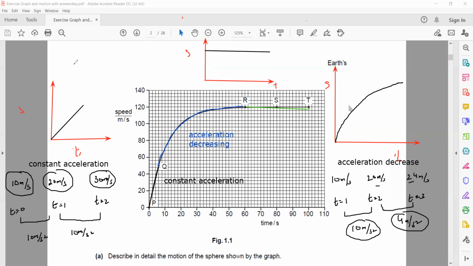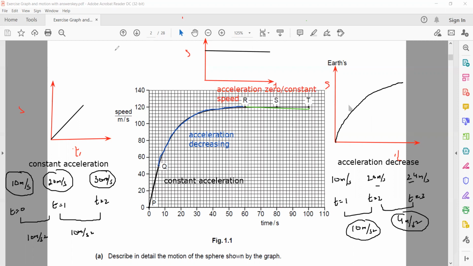And for the third part, when it's a horizontal line, we say acceleration is zero or constant speed. It means that the speed is not changing.